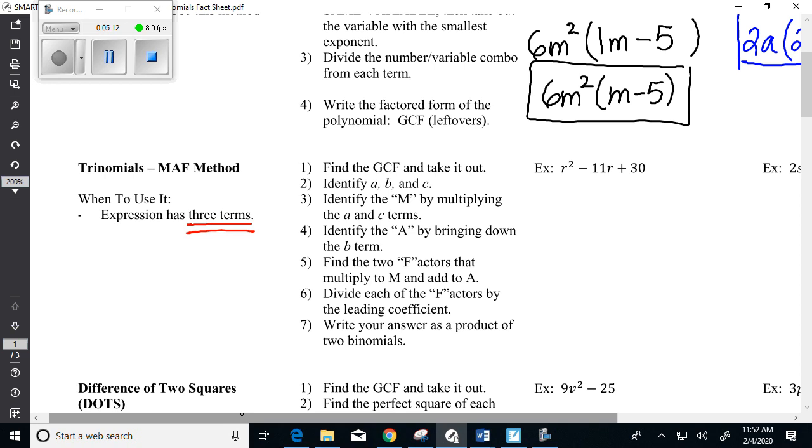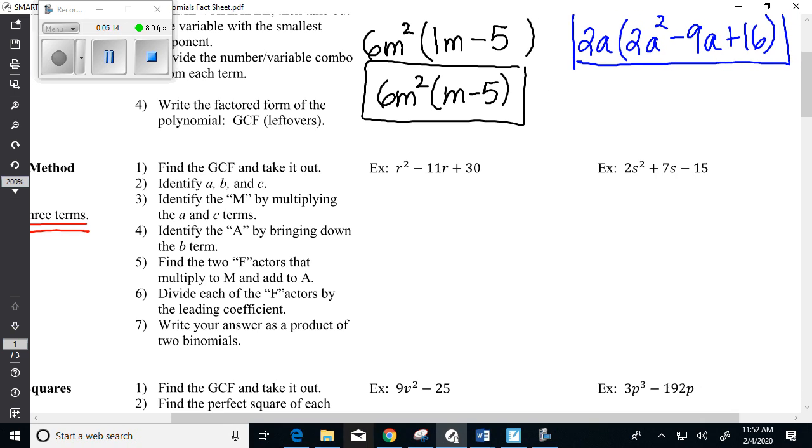So looking at example number 1, r squared minus 11r plus 30. Your first step is to find the GCF and to take it out. So you look at the problem, find any numbers you can divide out. In this case, nothing divides out evenly except for the number 1. You look for any variables. Variables means every single term has it. In this case, it doesn't. So your GCF is 1.